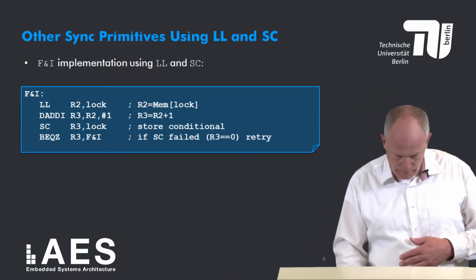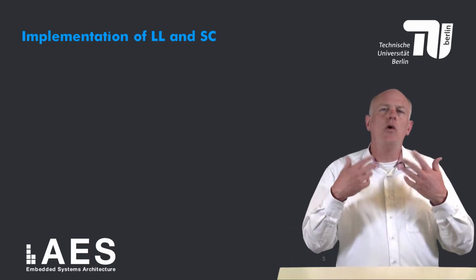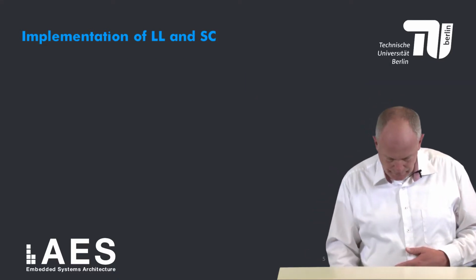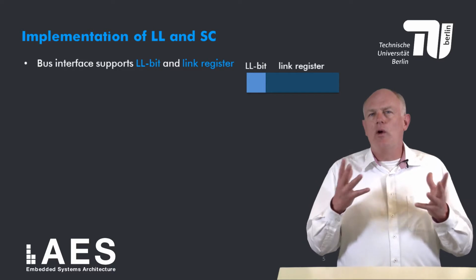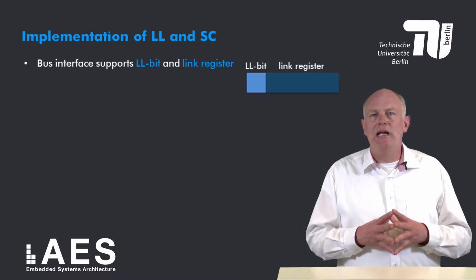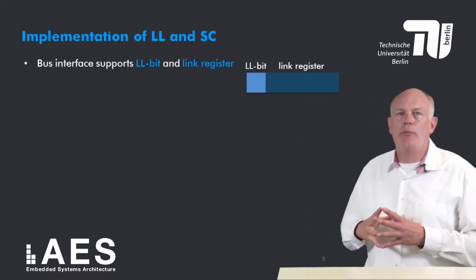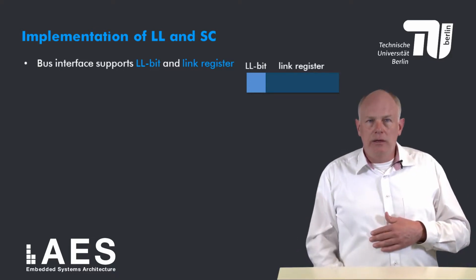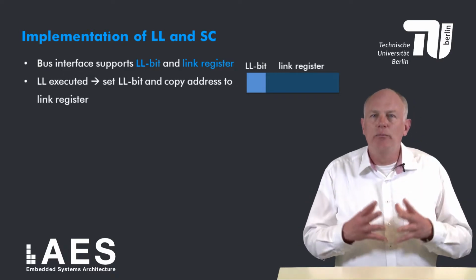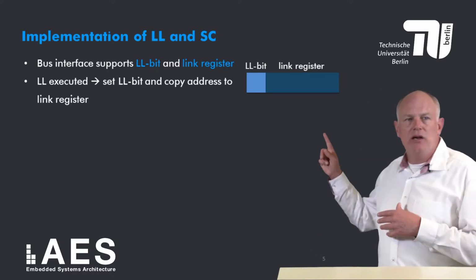I now very briefly discuss how load linked and store conditional can be implemented in hardware. When the cores are interconnected by a bus, the bus interface can support a load link bit and a link register as shown here on the top right. When a load linked instruction is executed, the LL bit is set and the address of the value loaded is copied to the link register.